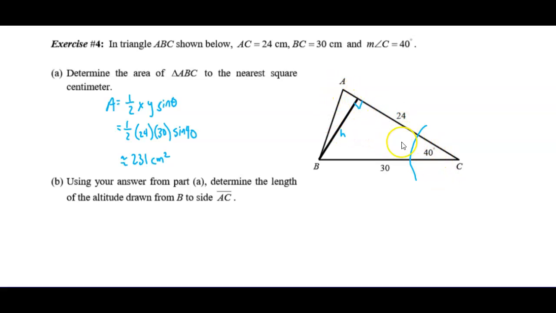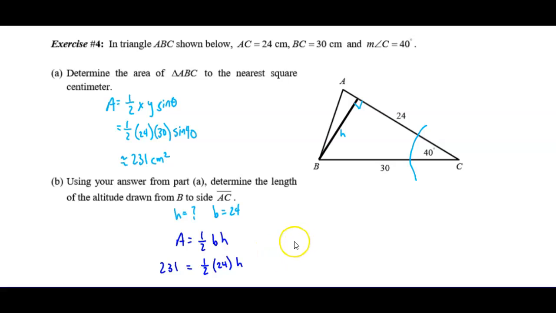If you could visualize spinning this, just rotating it, then the height would be standing up and the base would be 24. So if my height is unknown and my base is 24, that looks like the beginning of an area formula. I already know the area is 231, so let's try to solve that using area equals 1/2 base times height. So I put the 231 in for my known area. I do know the base. The base is 24, and I don't know the height.